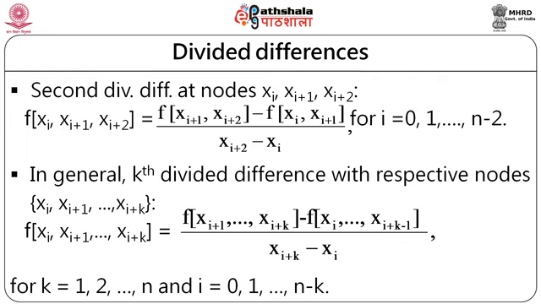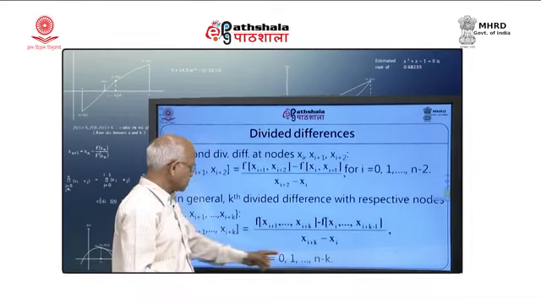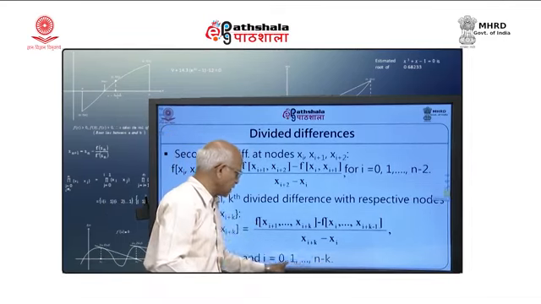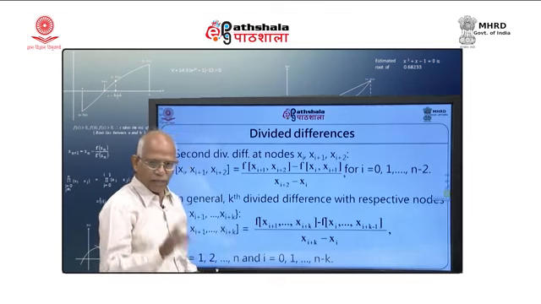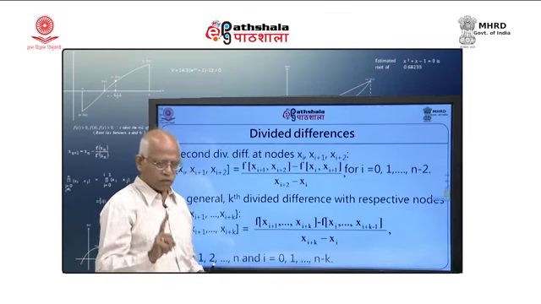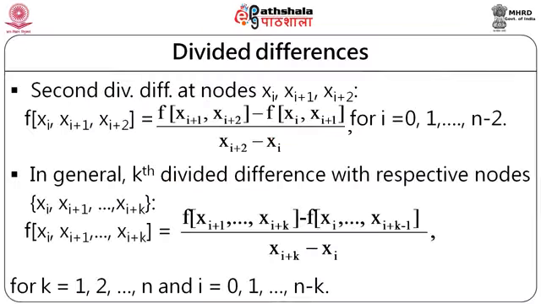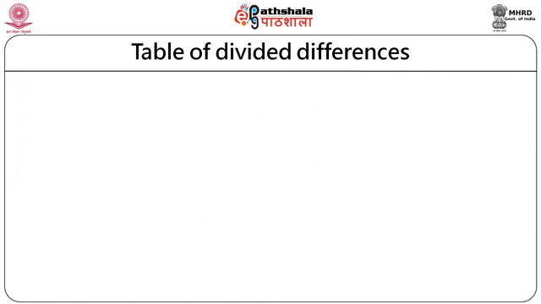as we have already mentioned, and i equal to 0, 1, 2, 3 up to n minus k, because for the kth difference there will be only n minus k plus 1 such differences. So the nth difference will be only 1, the first difference will be n, like that we can say.